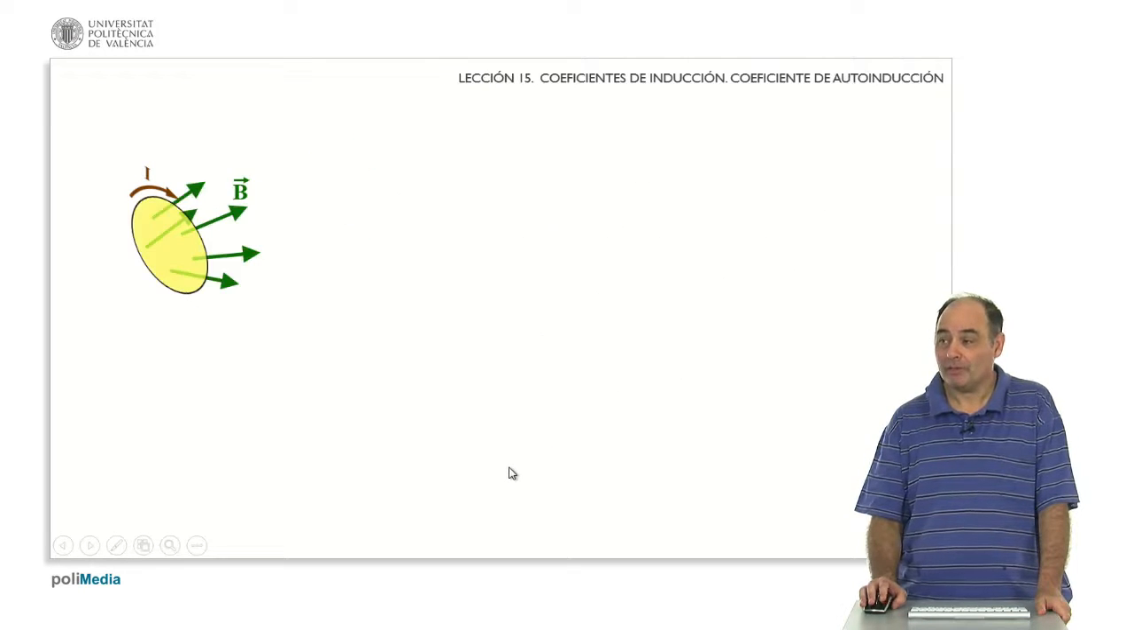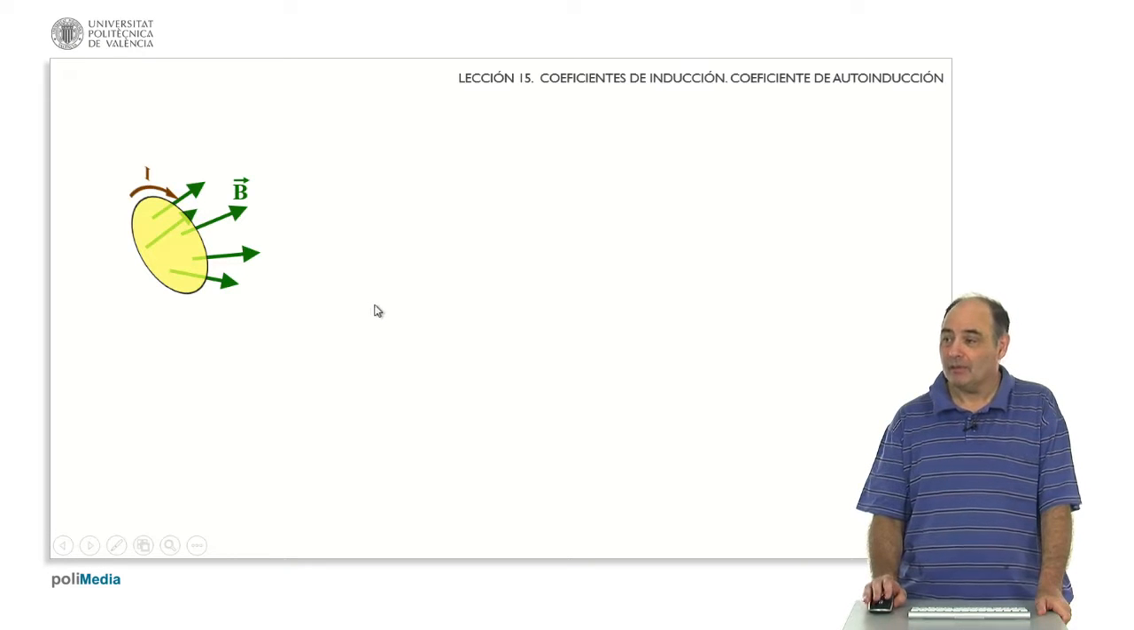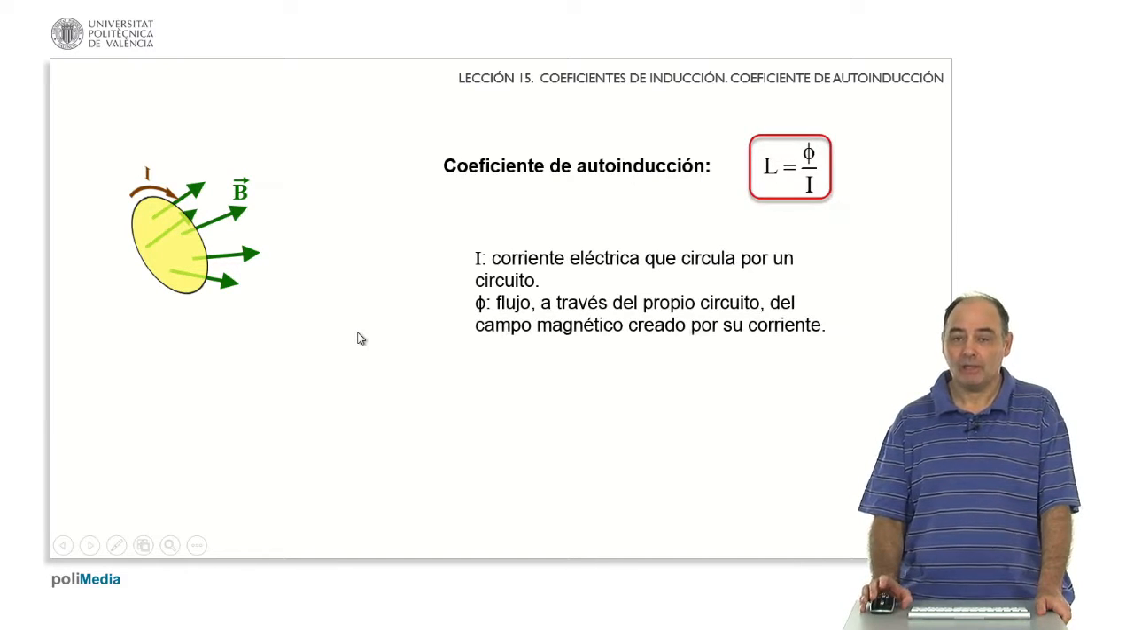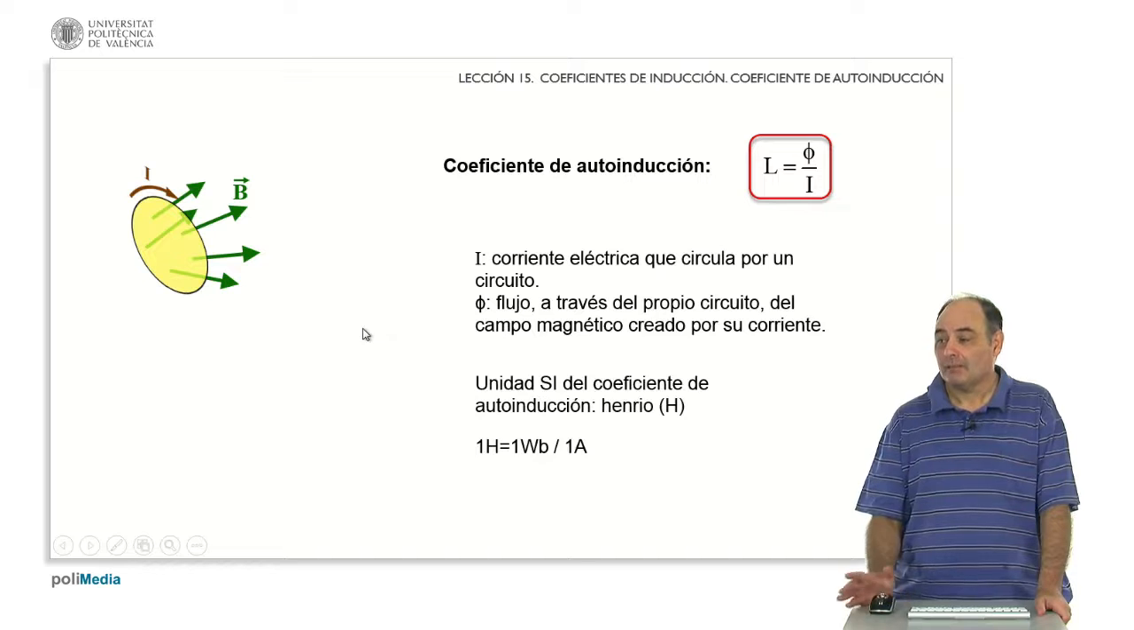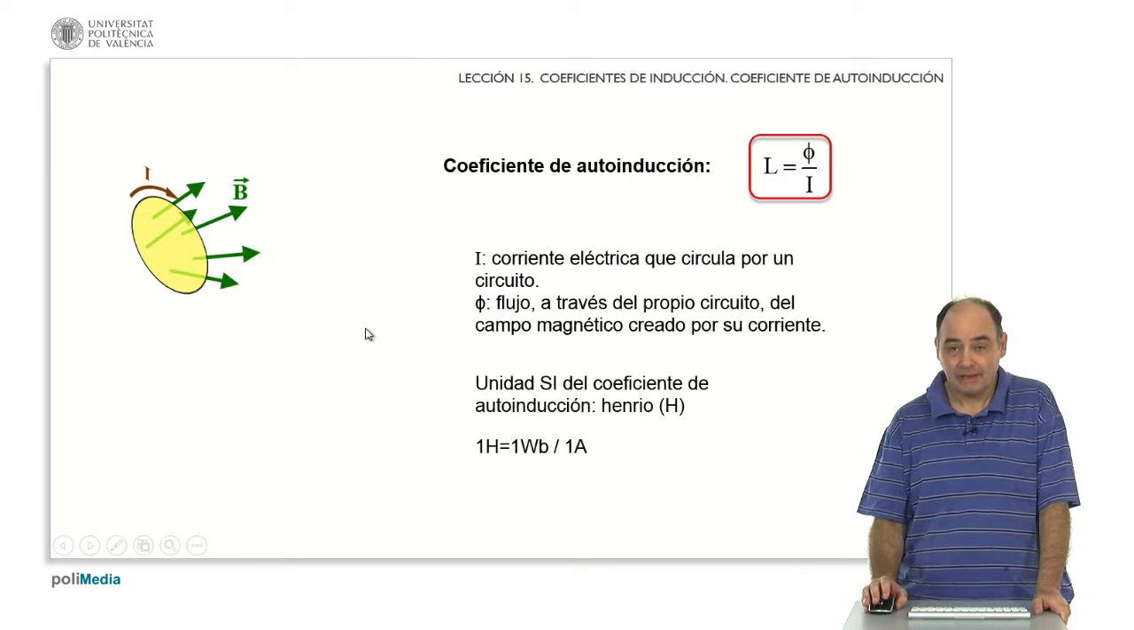Everything we are seeing about how the primary affects the secondary can also apply to a circuit on itself. After all, if a circuit has an electric current, it creates a magnetic field that also circulates through its own bounded area. Therefore, as before, if this electric current is multiplied by a factor, this magnetic field grows by the same factor, and the flux through itself grows by the same factor. Therefore, the quotient between the flux and the intensity will also be constant, and it will be represented by the letter L, and it is also called the self-induction coefficient. Well, the unit remains the same because there is no reason to change it. It is still a Weber divided by an ampere. Therefore, both coefficients, mutual induction and self-induction, share the same units.